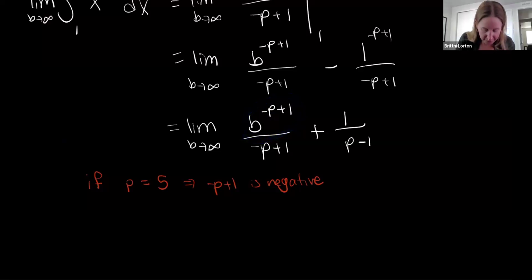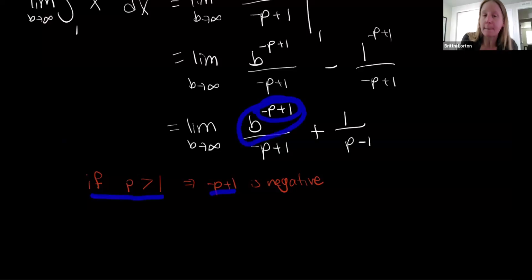So now this is what I do want you to write down. We kind of have a little bit of an idea. Think about it now as if p were bigger than 1. If p is bigger than 1, then negative p plus 1 is still a negative number. So that exponent is still a negative number. If that were the case, then this whole thing would go to the bottom of the fraction, which as I take the limit as b goes to infinity would go to 0.